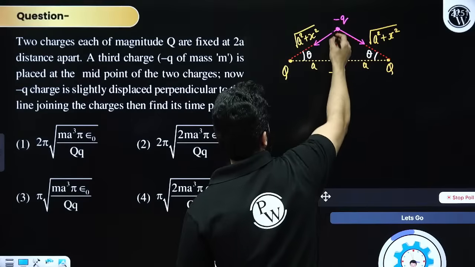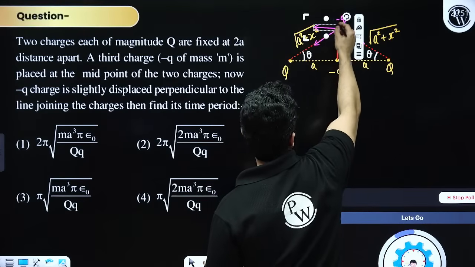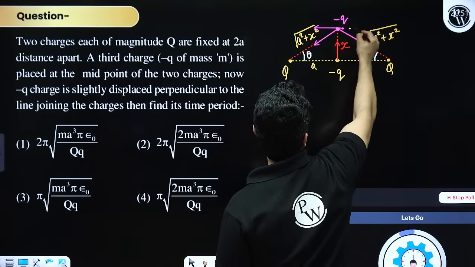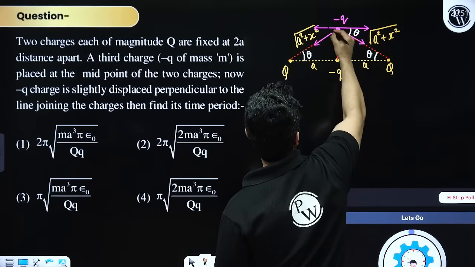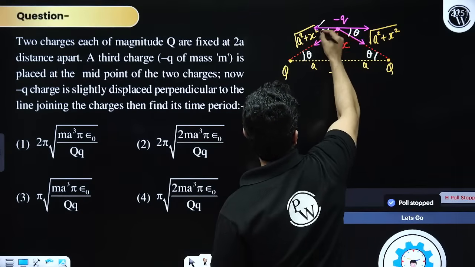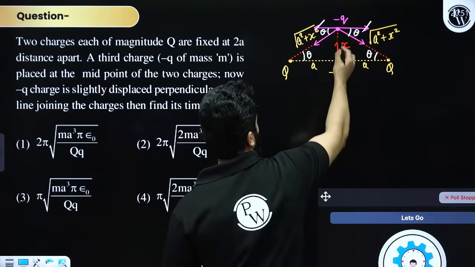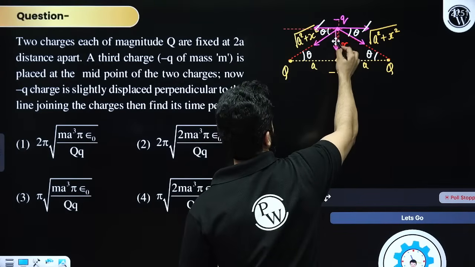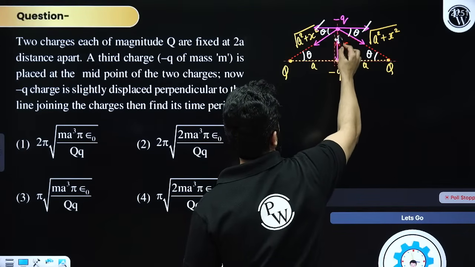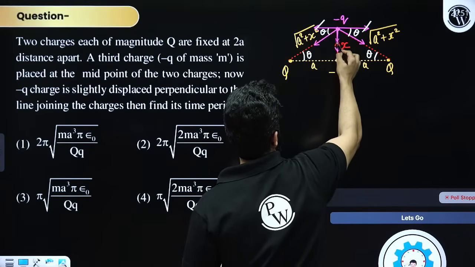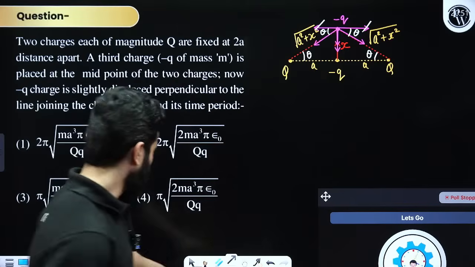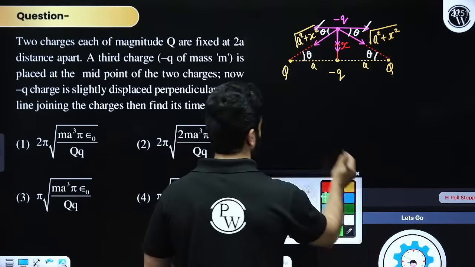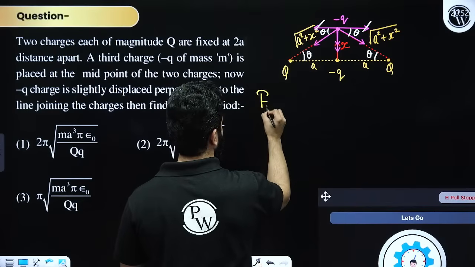If this angle is theta, please note, you are going to have one component of force like this and another component like this. If this angle is theta, then this angle will be theta and this angle will be theta. So these forces will get cancelled out, and you're going to have two downward forces on this charged particle, something like this, and that's why it's in stable equilibrium. Got it?